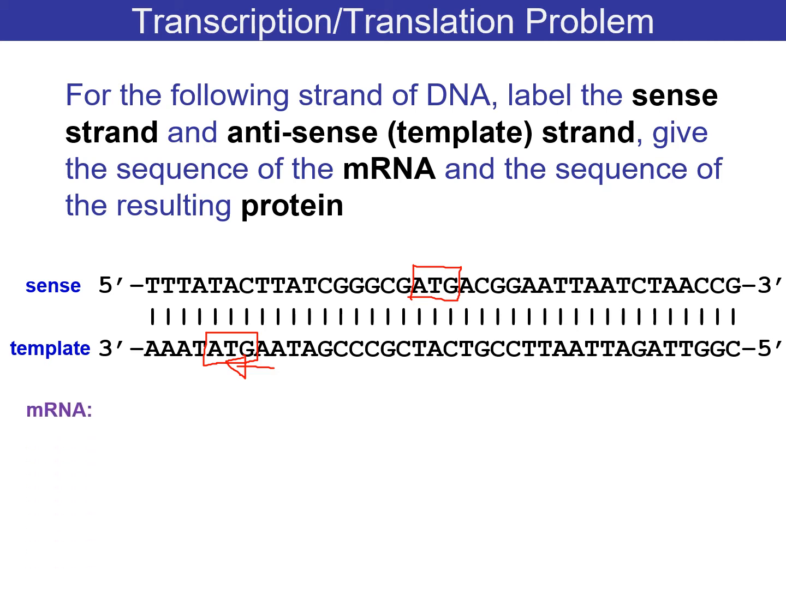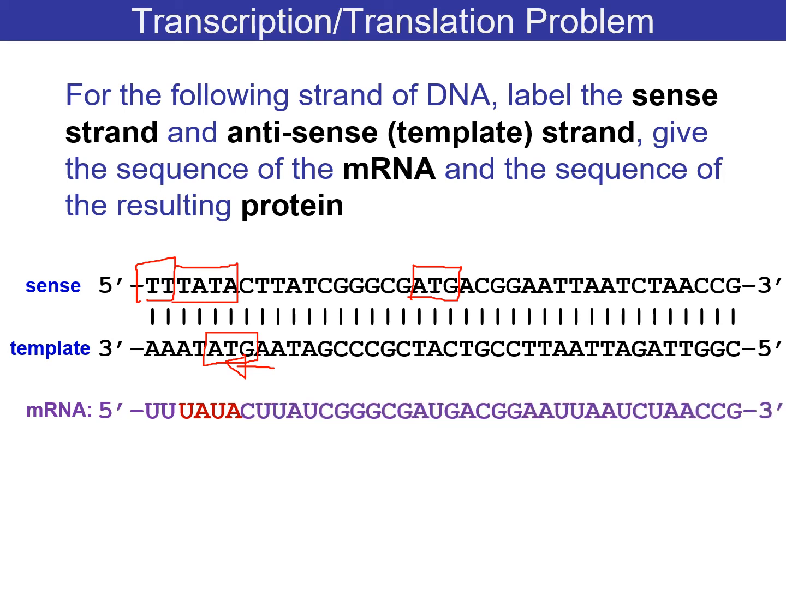Next I want to do the messenger RNA. As I told you with the previous question, I want you to copy out the entire sequence of the sense strand, except you're going to change all those T's into U's. So there we go. 5' we have TT right here, becomes UU, and then there's my TATA box, TATA, it becomes UAUA, and then so on. I will copy the entire sense strand, changing all my T's into U's, and that's my messenger RNA.